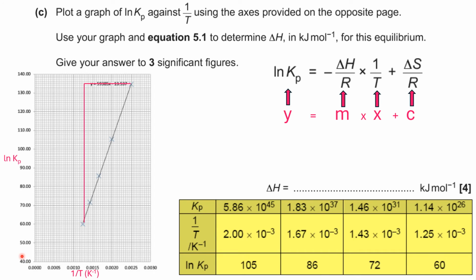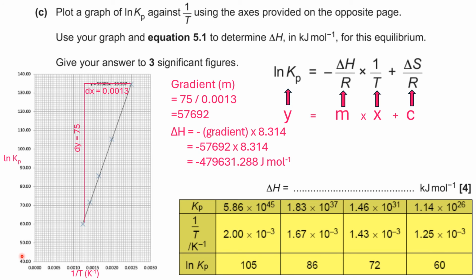So what we now need to do is get dy over dx to work out the gradient. Now depending on the actual line that you draw and the tangent you draw, the line that best fits through your points, the gradient can vary slightly from one candidate to the next, so they're quite flexible on the mark scheme as to what they allow. What they're looking for is you use your dy over dx. I happen to get 57,692.